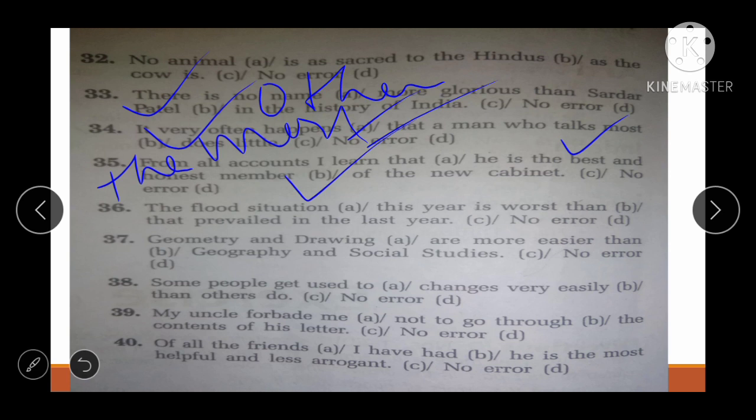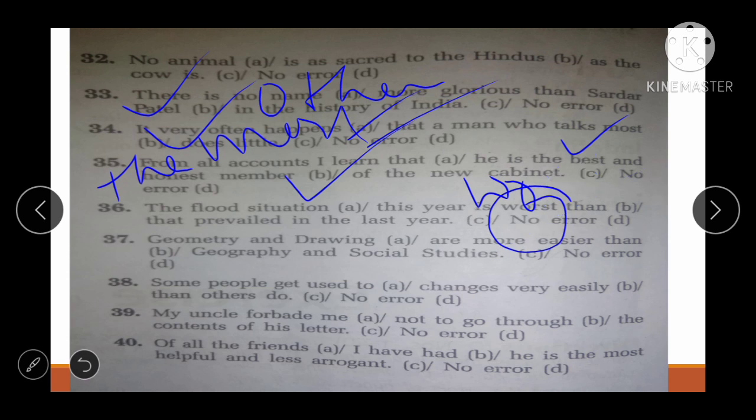Next one is: The flood situation this year is worse than that prevailed in the last year. No error. See friend, here you have to find the error. Okay, so the flood situation this year is worse. Okay, it must be worse. All right. Next one is: Geometry and drawing are more easier than geography and social studies.